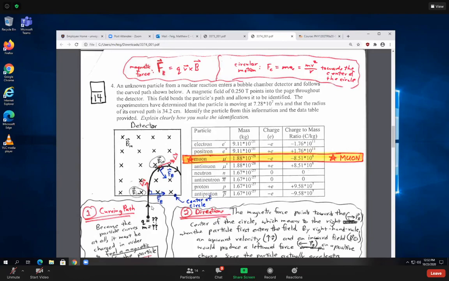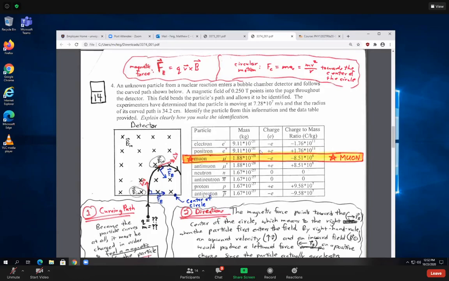And basically the more charge you have, the tighter of a curve you're going to be curved into. So now we need to know something about the size of the curve and maybe the speed, and we could say which of the negatively charged guys it is, and it turns out to be a muon. The radius is indicative of something with this kind of charge to mass ratio, which is either a muon or anti-muon, and the direction tells us it's negatively charged.